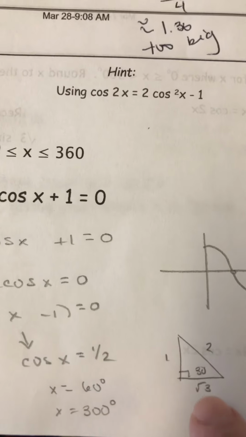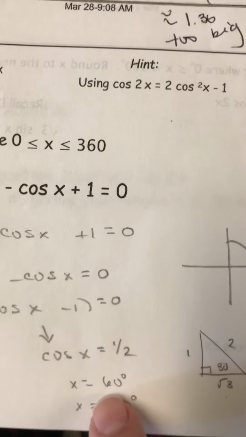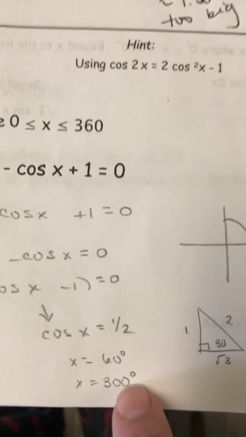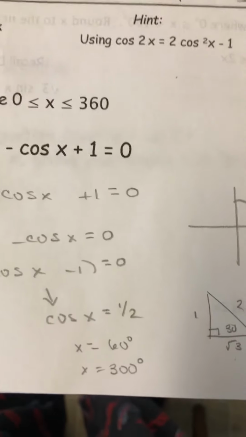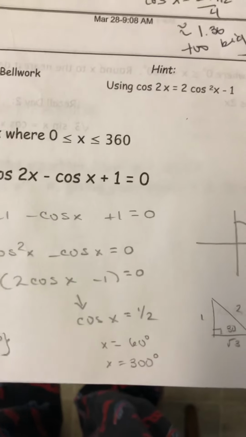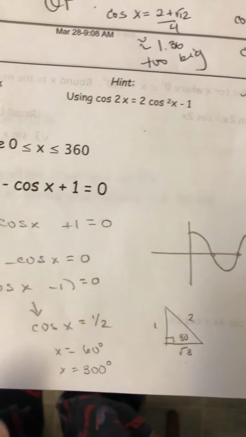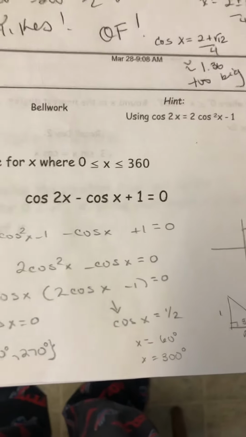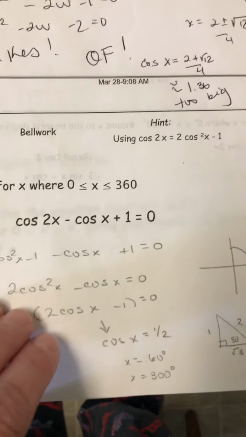So the cosine, remember, is the adjacent over hypotenuse. So the angle was 60. But cosine's also positive in quadrant 4. So the four answers were actually 90 and 270, as well as 60 and 300 degrees. So hopefully you're getting some sense out of these cosine double angles.